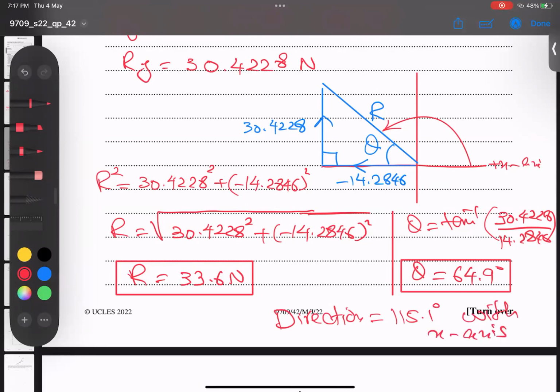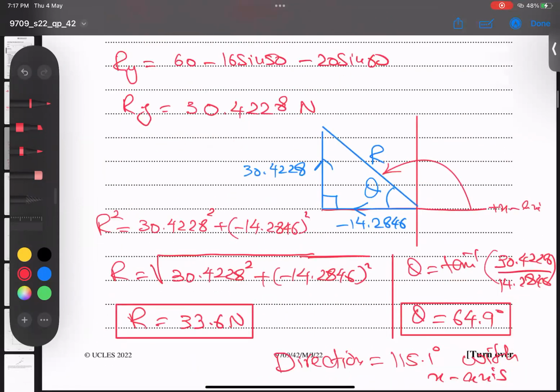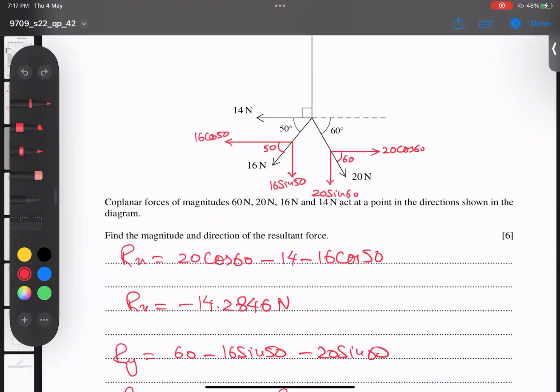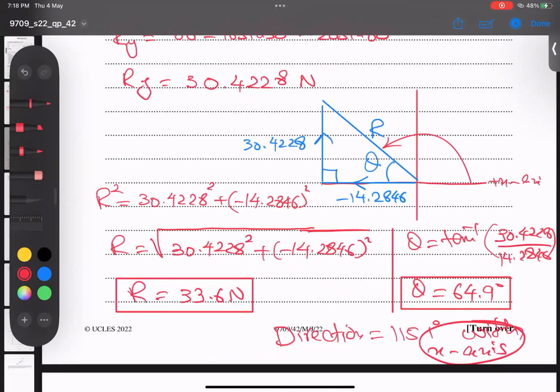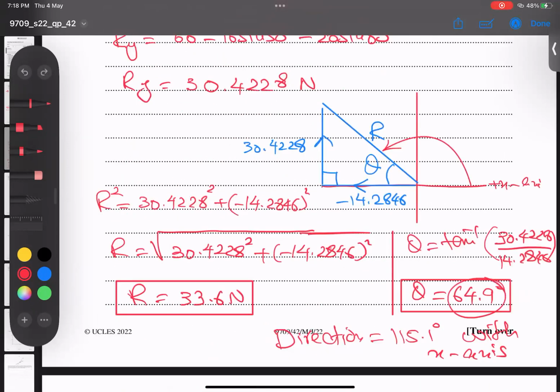There's another way. Sometimes we can mention the same angle, this theta, 64.9, but you must mention it with the 14 newton force clockwise, because this is clockwise. Normally we measure anti-clockwise, which is why I did not mention an angle here. So there's a rule: if you mention this theta directly with the 14 newton force, you must say 64.9 with the 14 newton clockwise. But this is understood: 115.1 with the x-axis.